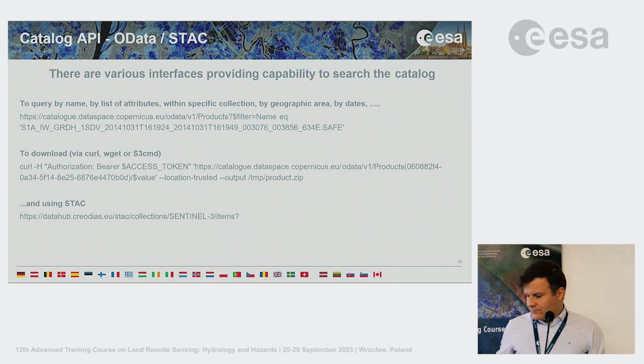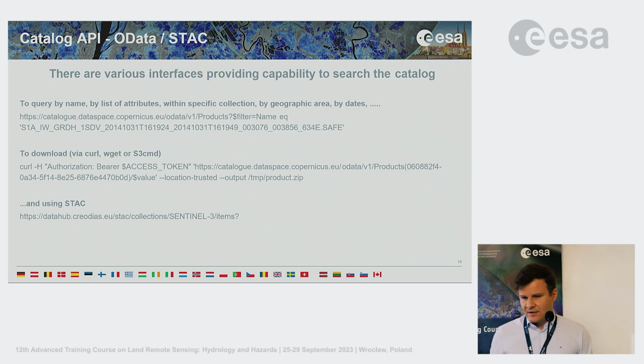But as I said, if you want to access this data from your programming language, you need to use some of the APIs. Because the repository is so huge, there is no way of accessing the data in the traditional way, going through the folders and looking for certain files. You need to use a query. Of course, if you know the full name of the file, you can find it. But otherwise, you need to use the query through the list of attributes, through specific collections for the specific area, time, and so on.